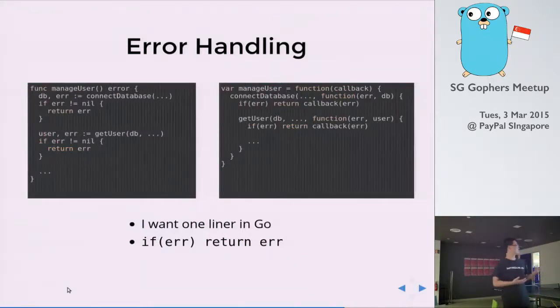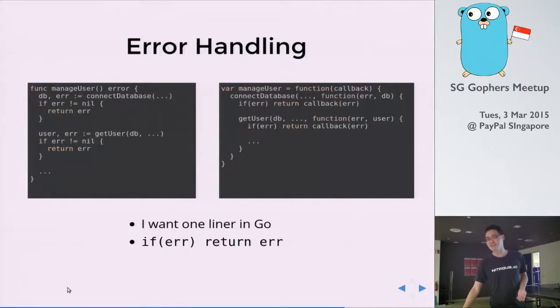But the thing I don't like about the error handling in Go is really the verbosity. Handling errors in Go requires 3 lines of code: if error not equals to nil, then you return error. I really want a one-liner like if error, return error, instead of spending 3 lines, because that takes up a lot of code space, and your code is filled with all the error handling code instead of your actual program logic.